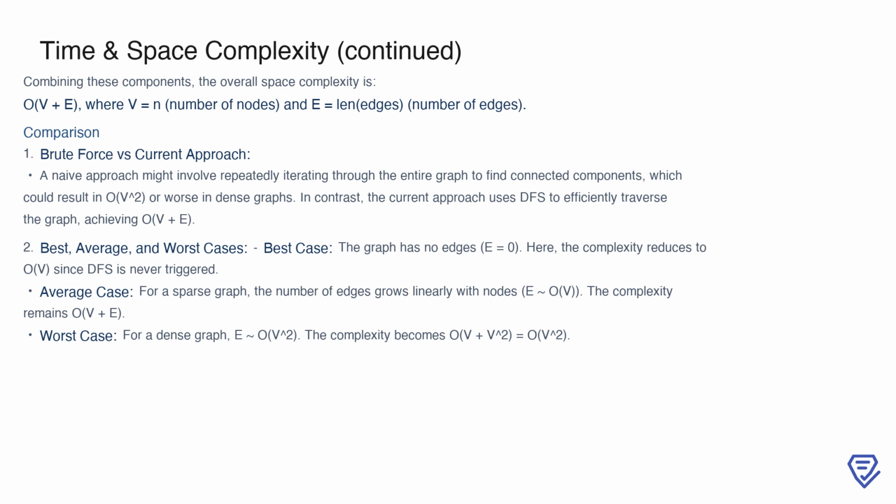In terms of specific scenarios, the best case occurs when the graph has no edges, meaning E equals 0. Here, the complexity reduces to O(V), since DFS is never triggered. For sparse graphs, where the number of edges grows linearly with the number of nodes, the complexity remains O(V plus E). In the worst case, for dense graphs where the number of edges approaches O(V squared), the complexity becomes O(V squared).